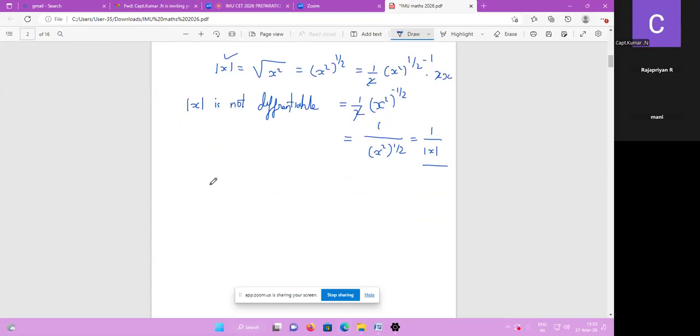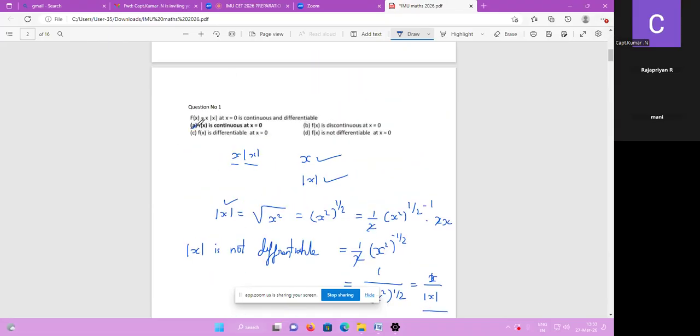So now take x and mod x. Consider these as two functions. Then use the UV method. For x, keep it x here, and for mod x, we know the formula is 1 by mod x. So x by mod x, plus keep mod x here, and the derivative of x becomes 1. Similarly, I have mod x in the denominator, so it is not differentiable. So the option is f of x is continuous at x equal to 0.